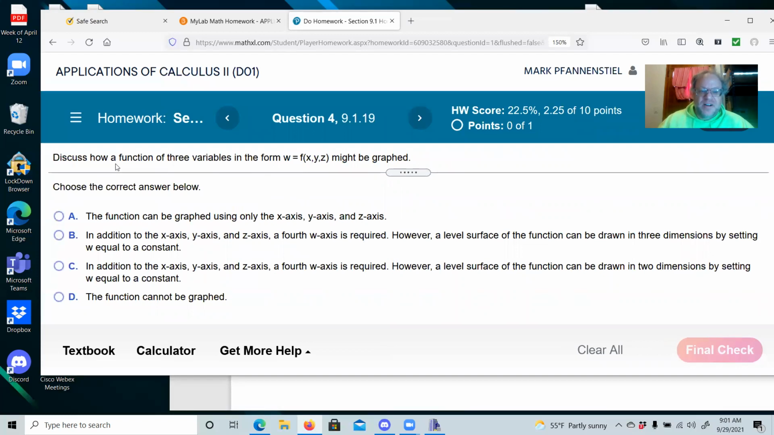All right, discuss how a function of 3 variables of the form x, y, z might be graphed. Yeah, we have x, y, and z axes. That's what we've got. We don't need a 4th axis. I think we're okay.